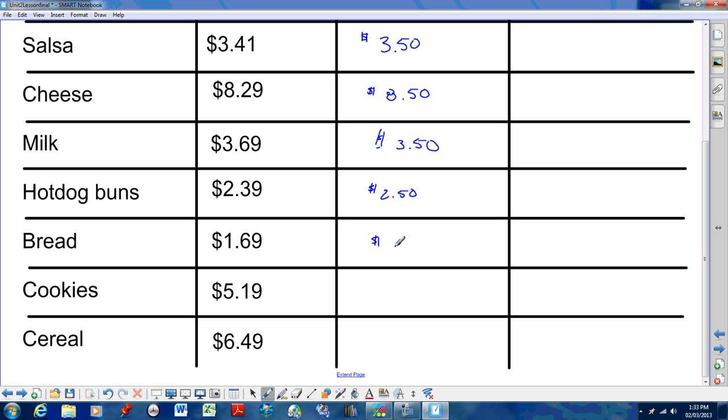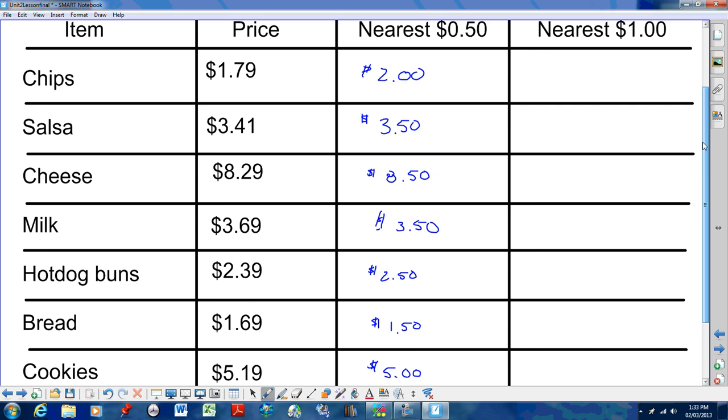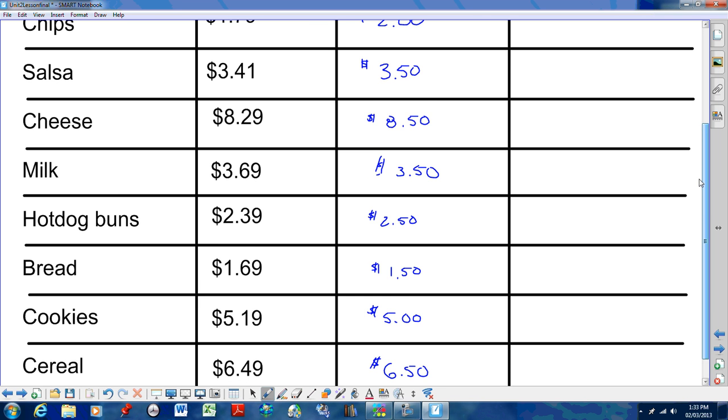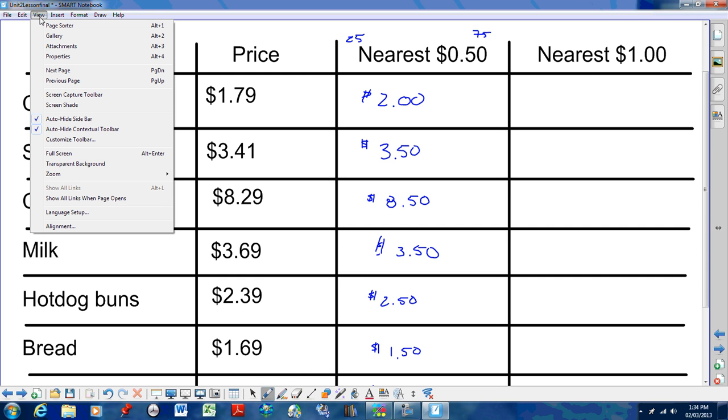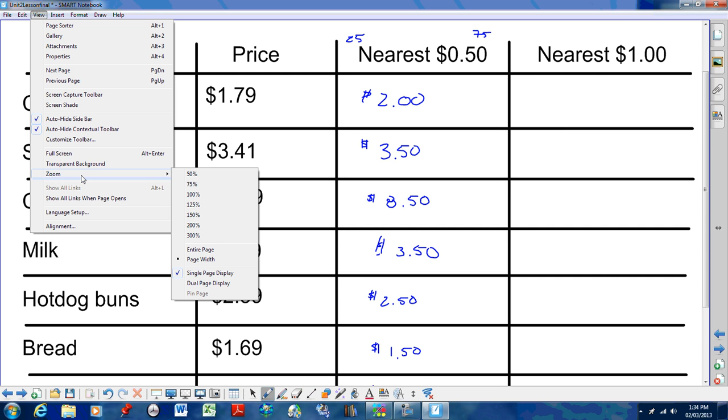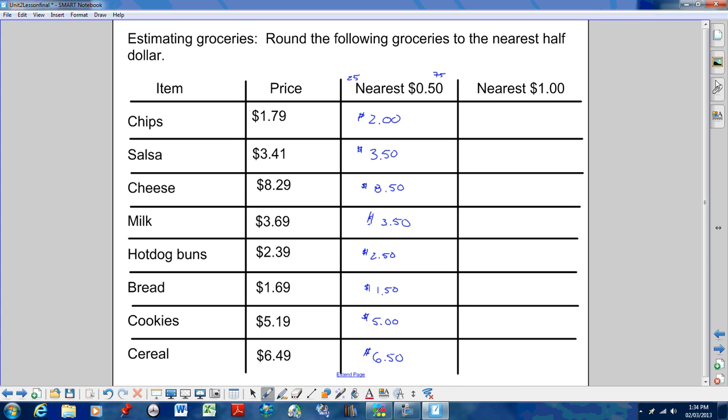And $1.69, that would go to $1.50. And 5.19, that's closer to just straight $5. So what I'm doing is I'm taking all these dollar amounts and calculating them to something that is close to a half dollar, 50 cents. Okay? Because what that allows me to do is go through and add the total here in my head.